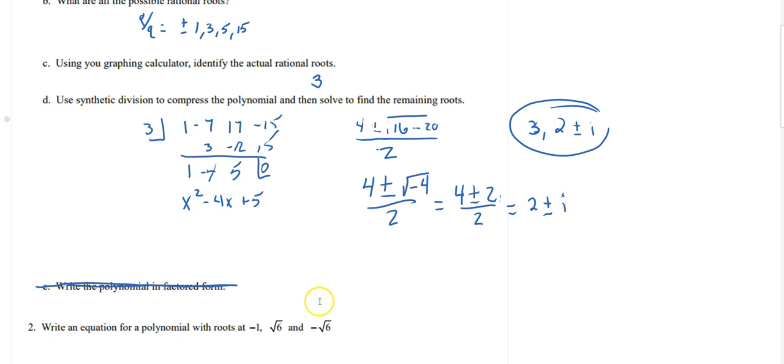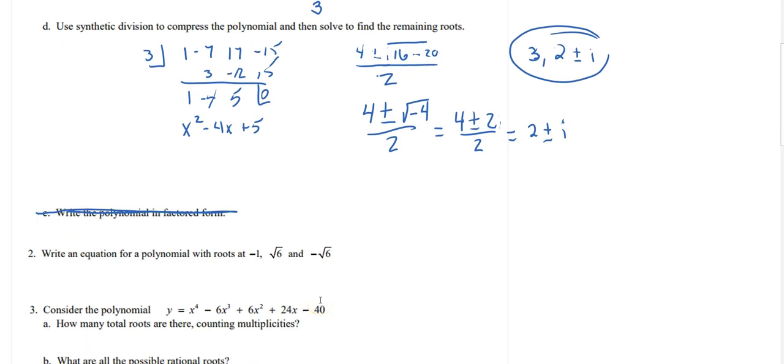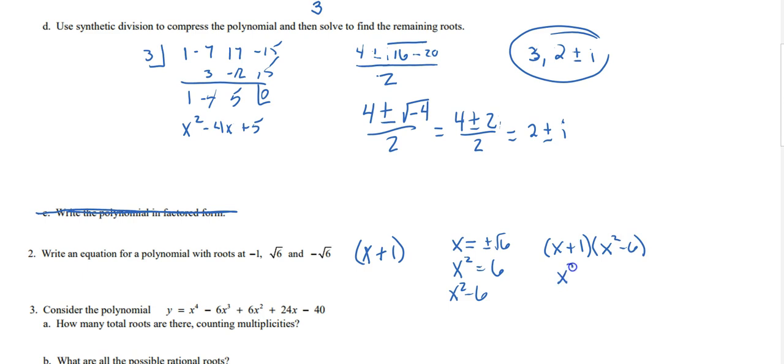All right, number 2, we did one of those the other day in class, so you should be familiar with that. You can remember the way we solved that. So one of the factors is going to be x plus 1. For the other factor, we're going to have x equals plus or minus the square root of 6. To get rid of that plus or minus, I'm going to square both sides. So that's going to give me x squared equals 6. So that's going to be x squared minus 6. So then what I would do is x plus 1 times x squared minus 6, and then we would FOIL that out, and we would get x cubed plus x squared minus 6x minus 6.